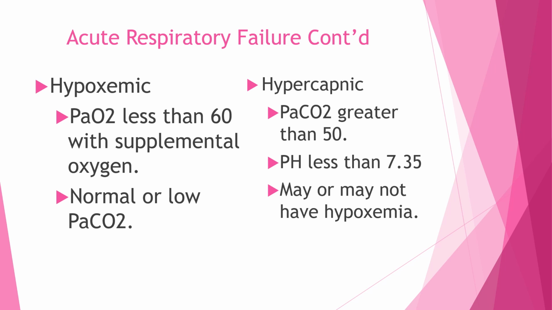They may have a normal or a low PaCO2 versus our hypercapnic or our hypercarbia, we see elevated levels of CO2, typically greater than 50. That, of course, means that we're retaining acid, so our pH becomes acidic. And you may or may not have hypoxemia in the beginning, and as this progresses, most certainly will have hypoxemia.